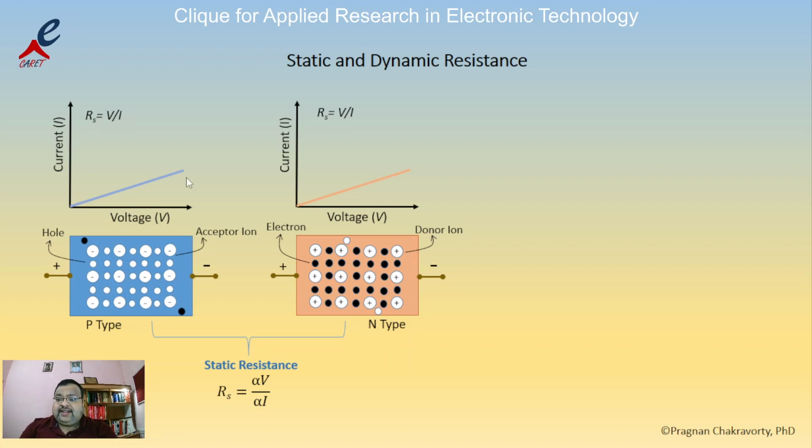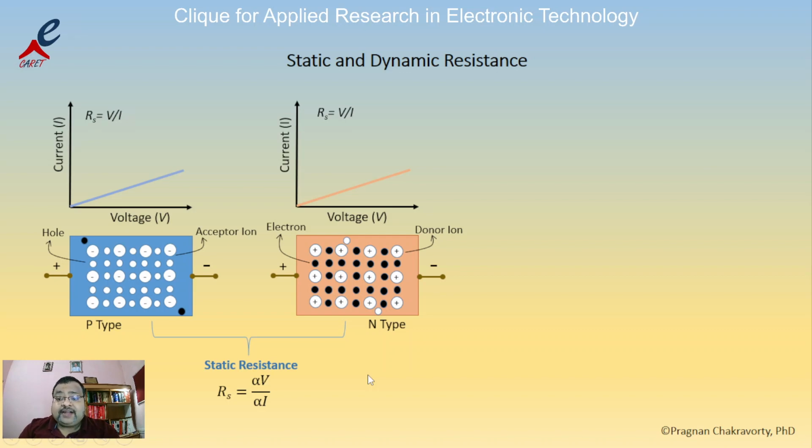As we can see here, whether it is p-type or n-type, when a voltage is applied across them, the current that we obtain is a linear current, which means that when the voltage changes by, say, a factor of alpha, the current automatically changes by the same factor alpha so that the resistance remains constant. So this is called static resistance.